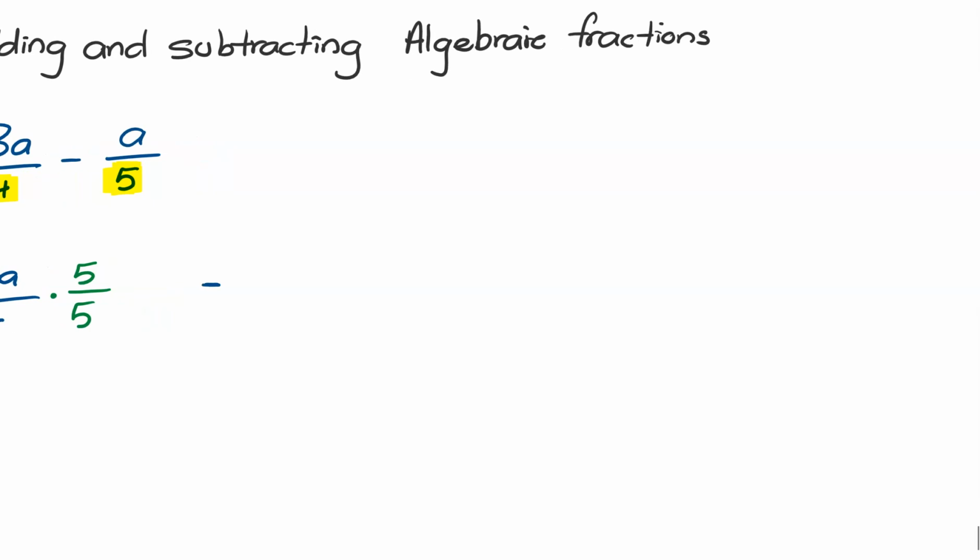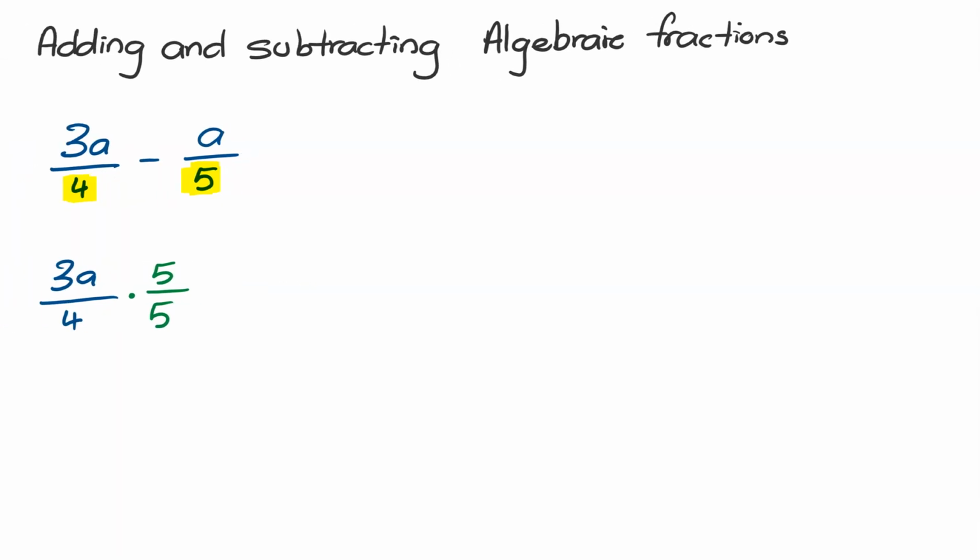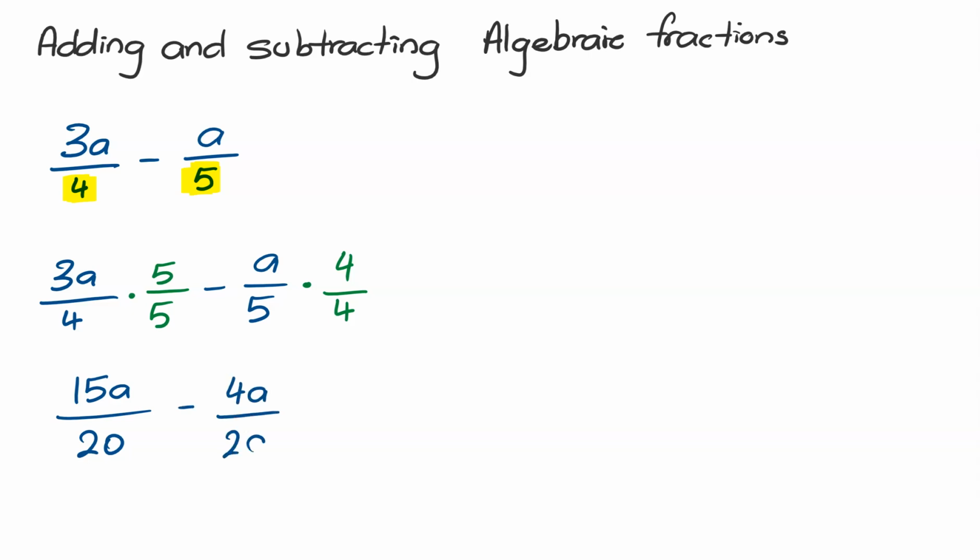And I'm going to put a over 5, and I'll multiply that by 4 over 4. And when you're multiplying fractions, you just multiply across along it. So you've got 3a times 5, which is 15a, and 4 times 5 is 20. And if you think about it, if we simplify this, we get 3a over 4 minus 4a over 20.